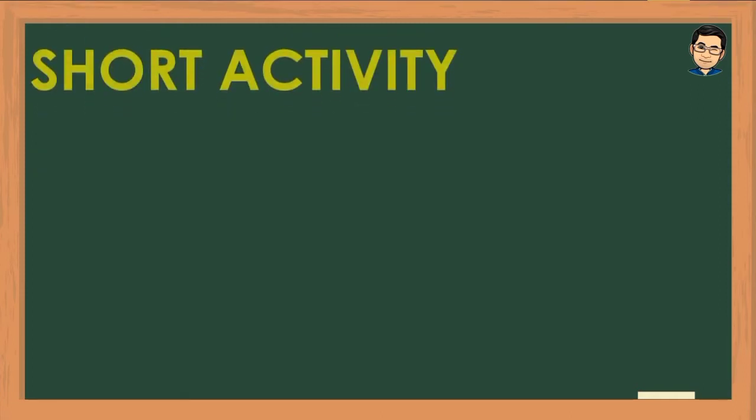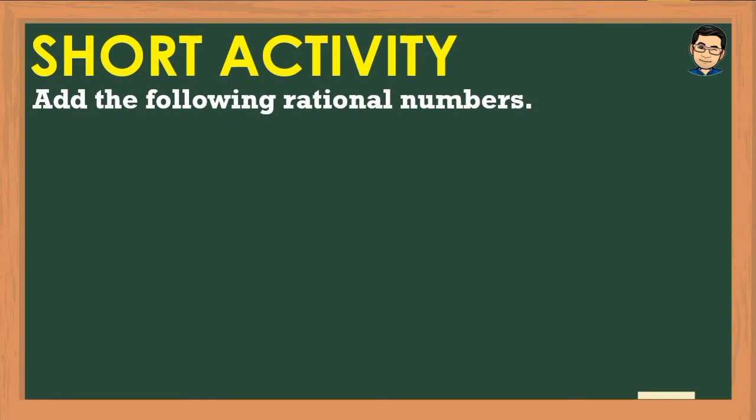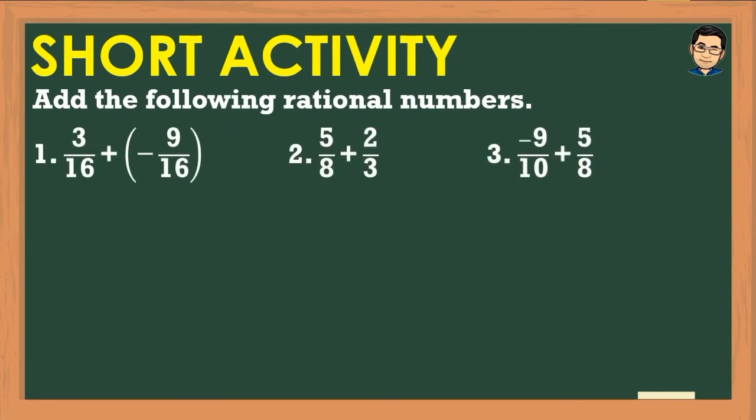Before we proceed to our main discussion, let's have a short activity. Add the following rational numbers. In fractions, we have two kinds: similar and dissimilar. Similar is when the denominators are the same, and when they are not the same, dissimilar. Let's have number 1: 3 over 16 plus negative 9 over 16.